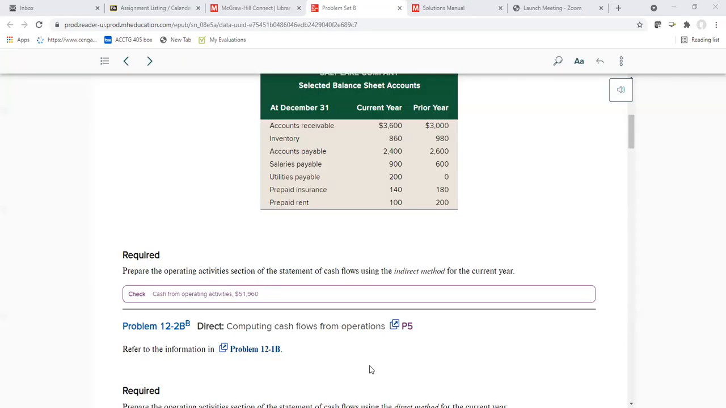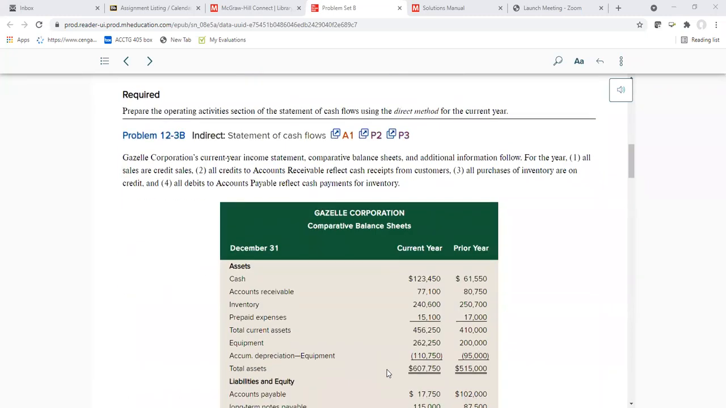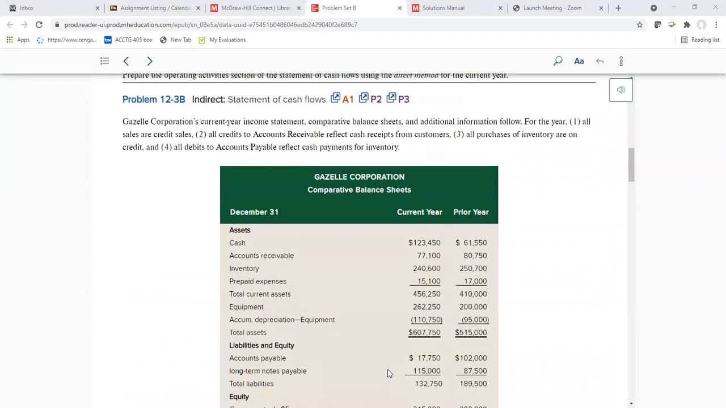Hi, everyone. I wanted to take a few minutes, as I said, to go over problem 12.3b. So hopefully you completed the statement of cash flow and are ready to review it.